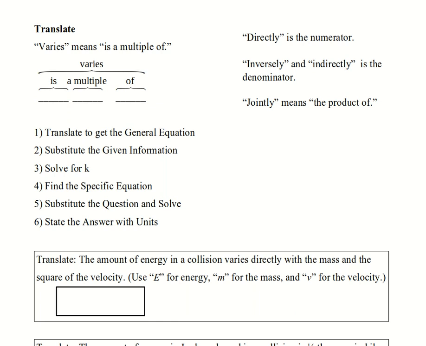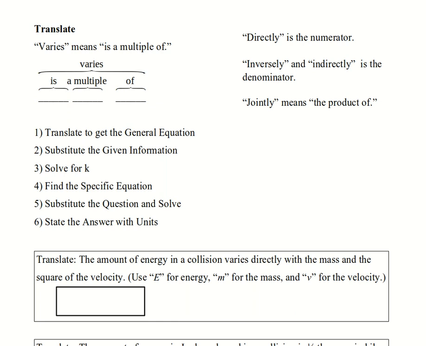And remember, jointly is a modifier, so if you see jointly of something and something else, that "and" does not mean addition, it means multiplication, that is the product. So here's our steps, and this is copied and pasted out of my algebra course. We translate to get the general equation. We substitute in the given information.